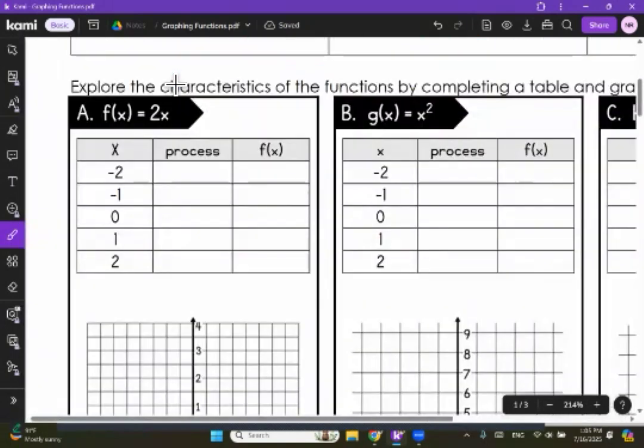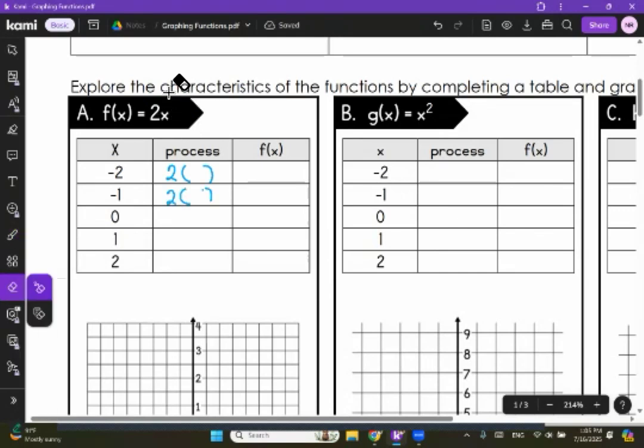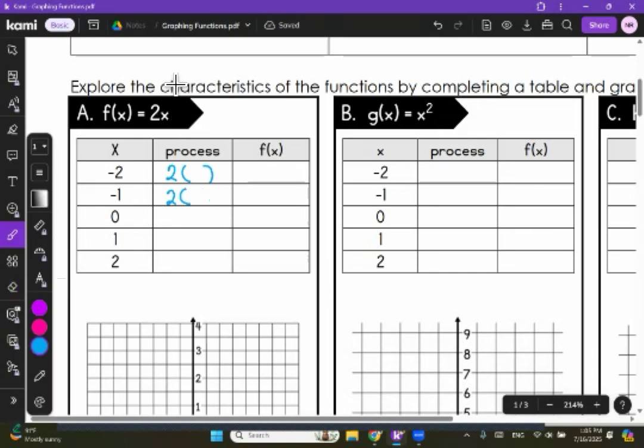Our equations right here for A, it's 2x. So that would be the rule. So what you would do is you take the x, or you take this number here, multiply it by 2. So we take 2, multiply it by whatever it wants us to input, to put x in. I like to write it down first because then hopefully I don't mess up when I'm plugging numbers in.